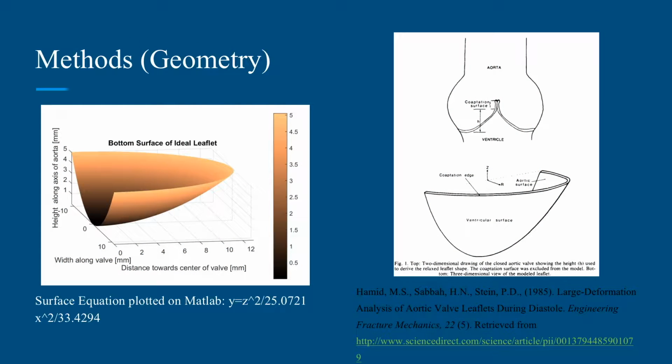From previous studies, the ideal geometry of a single leaflet was based on an elliptic paraboloid, and the function was used to model the bottom ventricular surface of the ideal leaflet. The coaptation surface, or edge of the leaflets that forms a seal with the edges of the other leaflets, was ignored when creating this model.